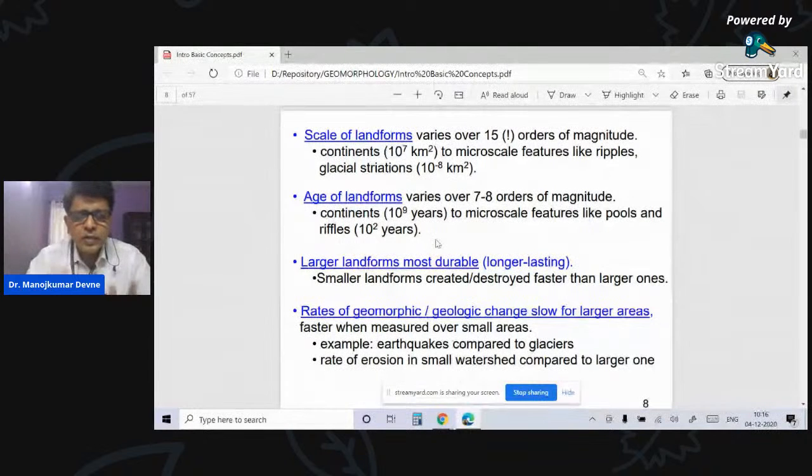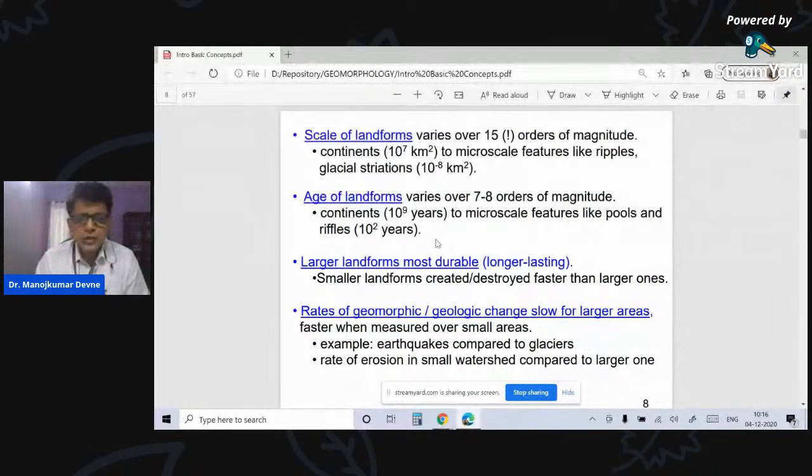Larger landforms are more durable. Of course, we have seen this in the table as such. Smaller landforms get created or destroyed faster than the larger ones. As I said, a sand dune or a ripple in the river or in the desert could just change shape within a blink of an eye. Rates of geomorphic, geologic change are slow for larger areas.